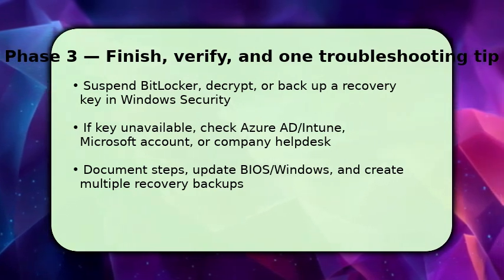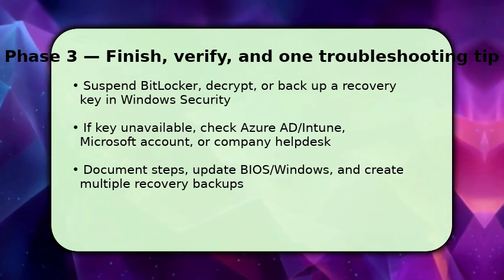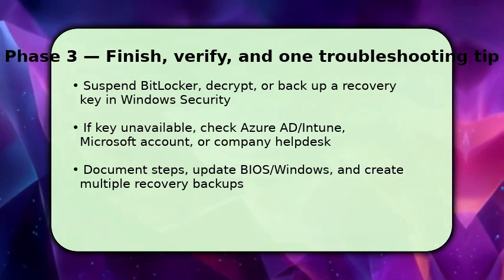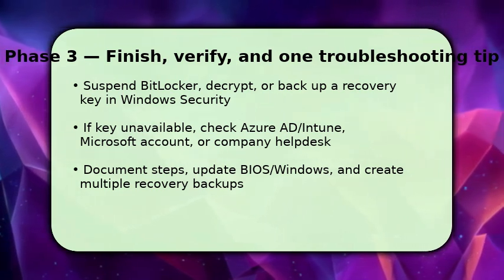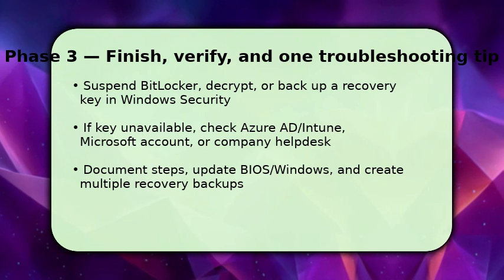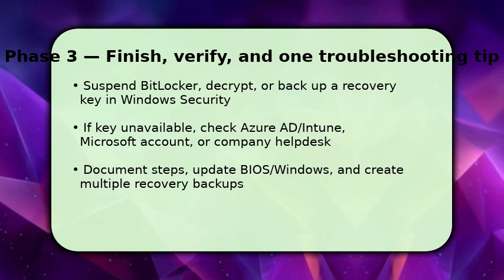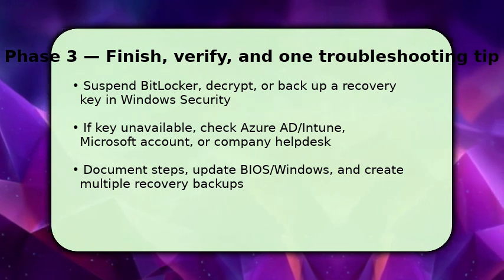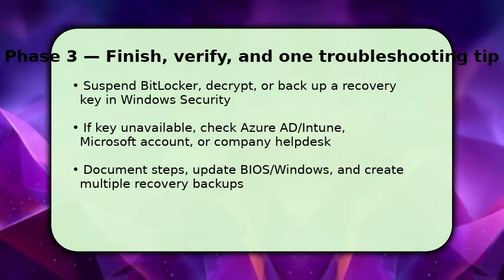If you can't find the key, check Azure AD or Intune device records, the linked Microsoft account, or contact your organization's help desk. These stores often hold the 48-digit key. Once resolved, make sure BIOS and Windows are updated and create redundant recovery backups on USB and cloud. If something still fails, power cycle the device and retry entry. Sometimes TPM wakes after a full shutdown.